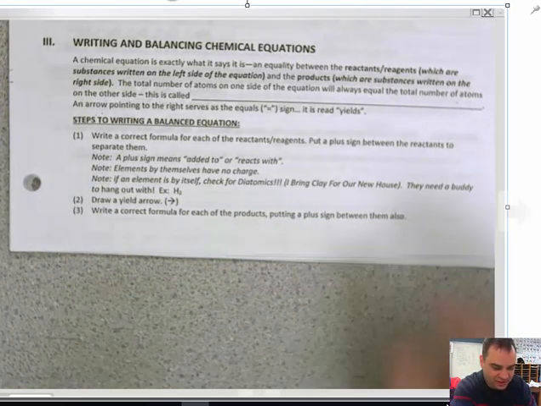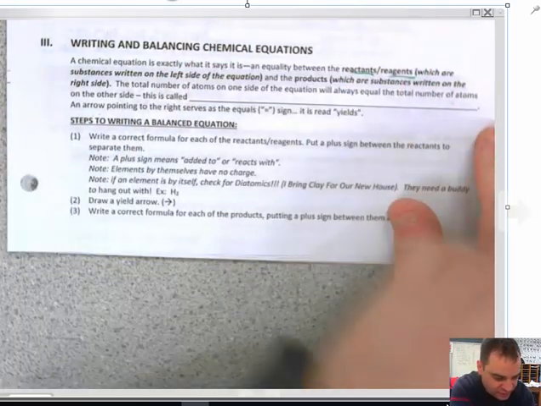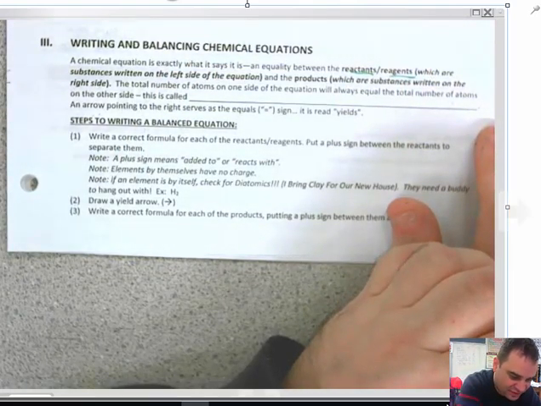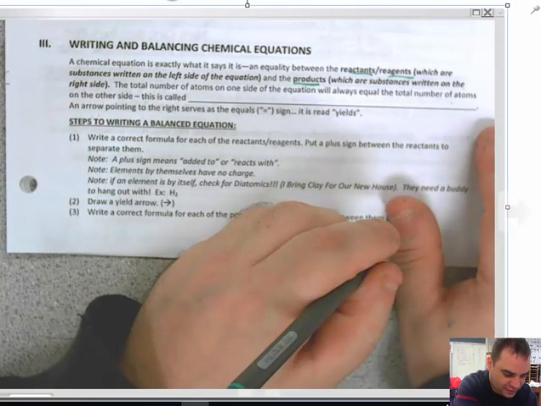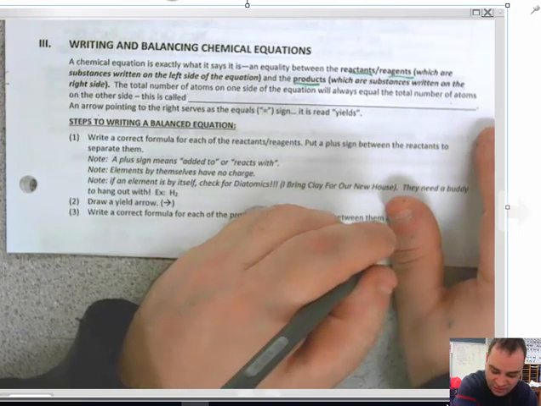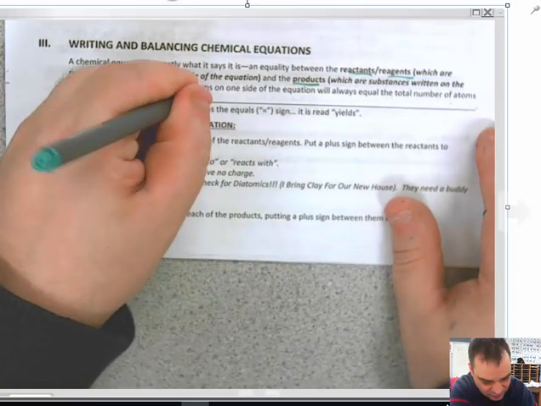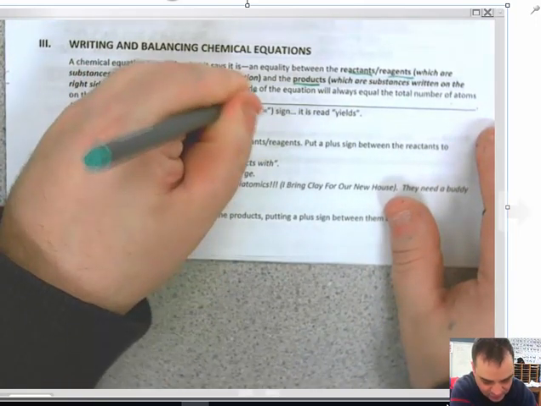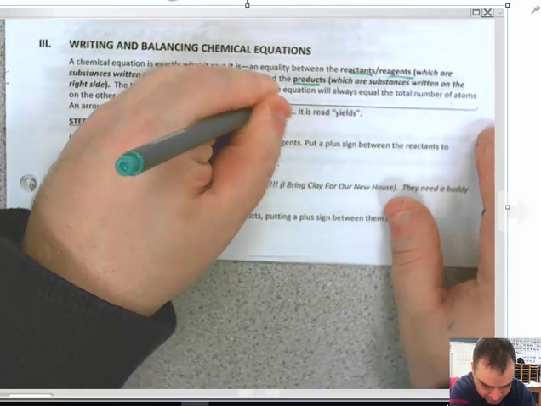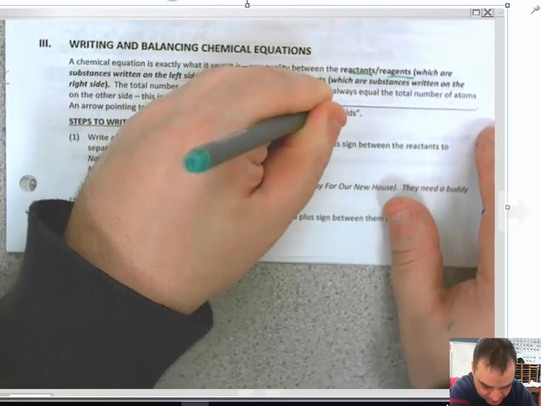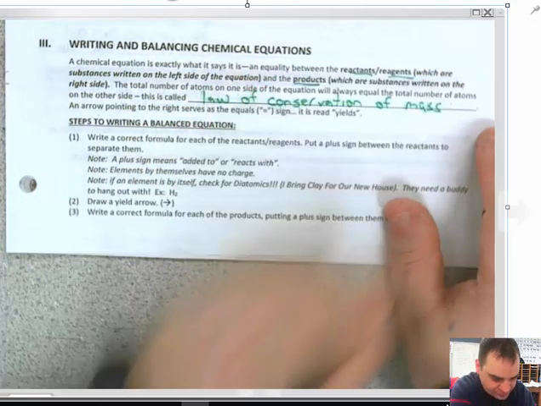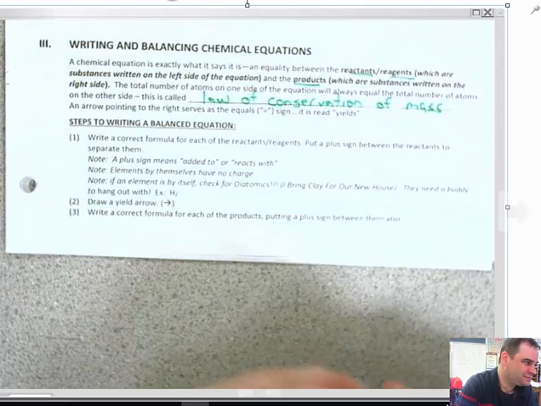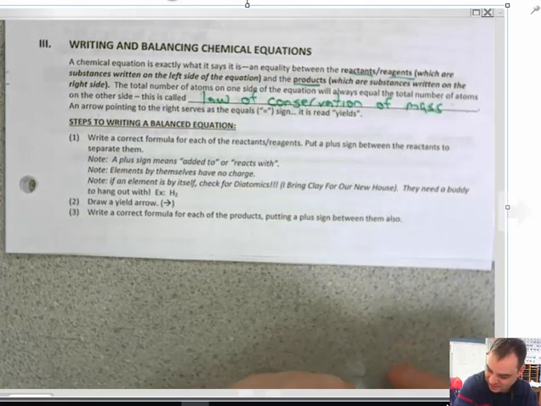Okay, we know that the reactants or the reagents are on the left side of the equation. The products are on the right side of the equation. The total number of atoms on one side of the equation will equal the total number of atoms on the other side of the equation. This is called the law of conservation of mass. Okay, that is what it is called.